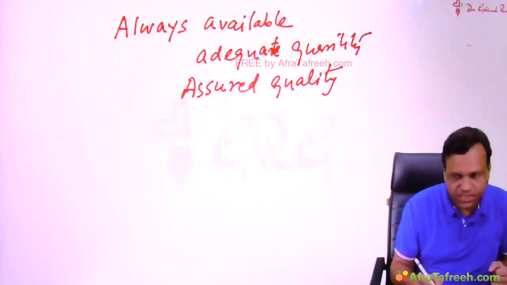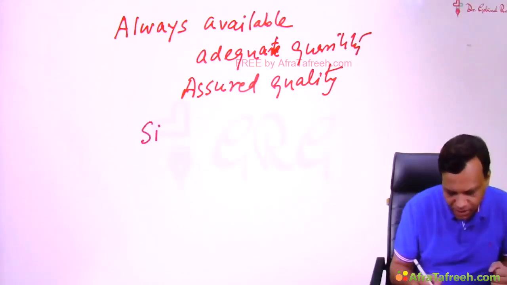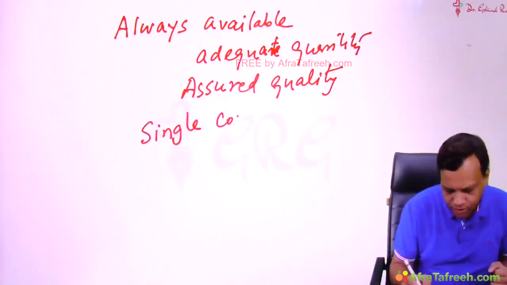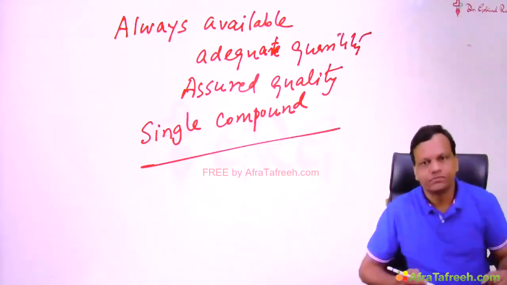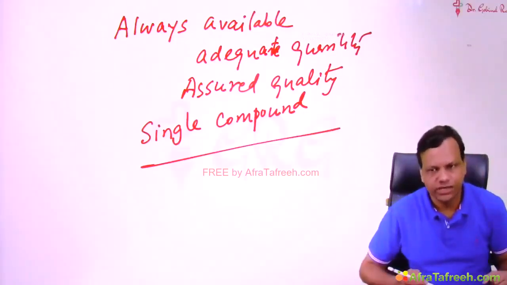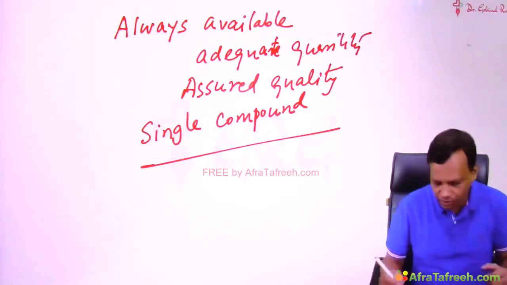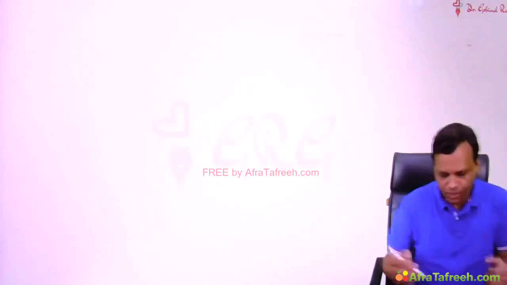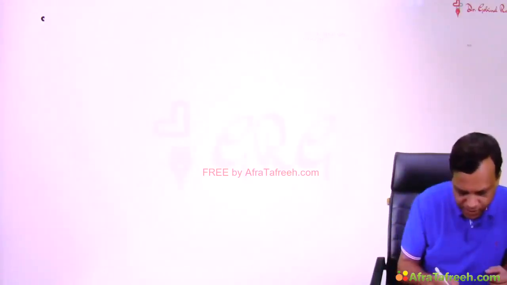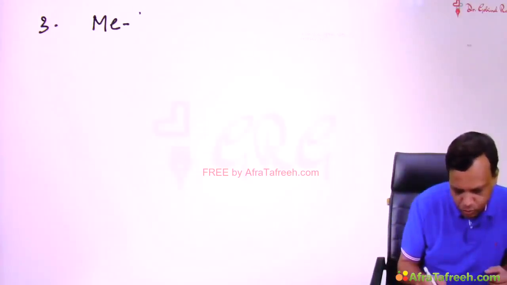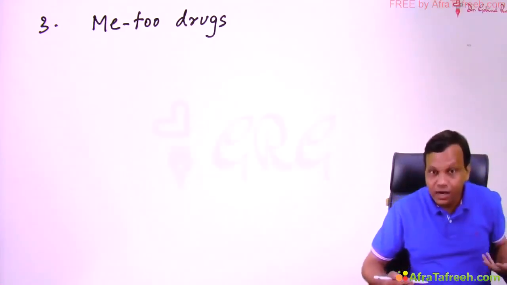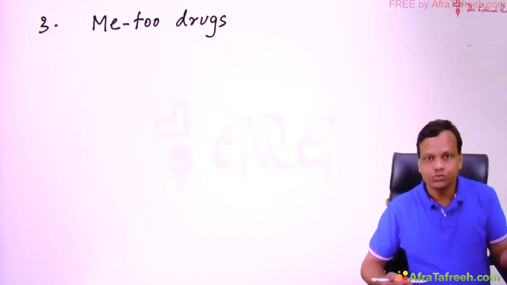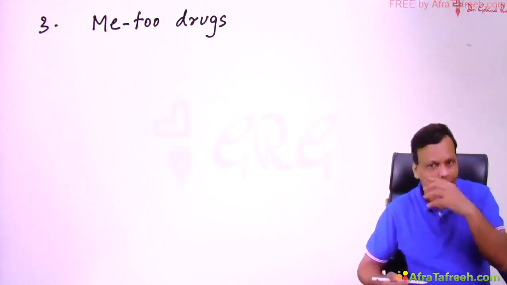Plus most of the essential drugs we try to make as single compounds. Usually we do not use the combinations in essential drugs. They're mostly single compounds. So that is important about the essential drugs. Then there is a type of drug named as Me Too drugs. Me Too drugs. As the name says, that drug is saying I am also present. Me too, me too, me too. So what is the meaning of Me Too drugs?